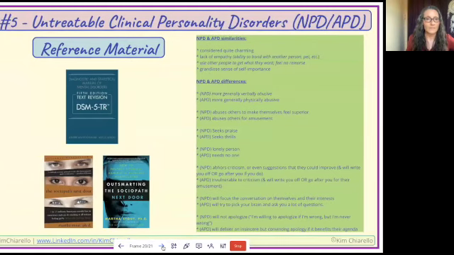Reference material for tool number 5, untreatable clinical personality disorders. I put together on the right some similarities and differences. Why, for example, you can't make a narcissistic personality disorder person wrong, but a sociopath won't care. So some of those things help with knowing how you can interact until you can find another position away from them. The DSM-5 is the book on all personality disorders.